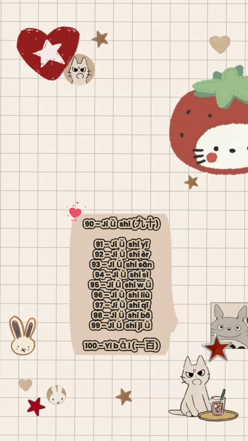95. Which pronunciation is Jiu Shir Wu? 96. Which pronunciation is Jiu Shir Liu? 97. Which pronunciation is Jiu Shir Qi? 98. Which pronunciation is Jiu Shir Pa? 99. Which pronunciation is Jiu Shir Jiu? 100. Which pronunciation is E Pa?